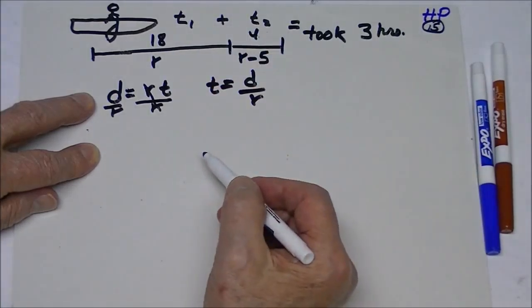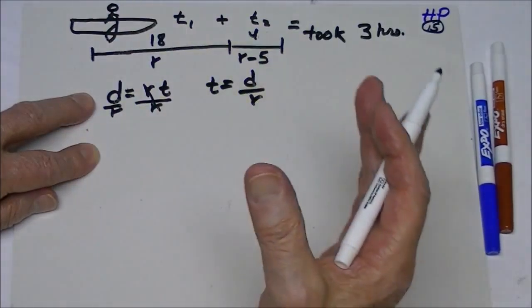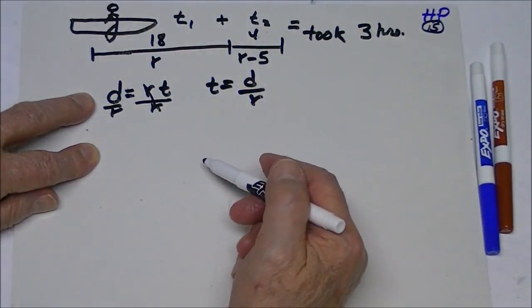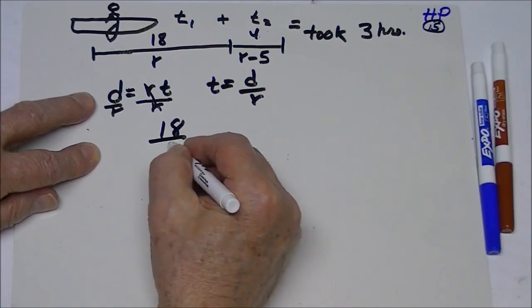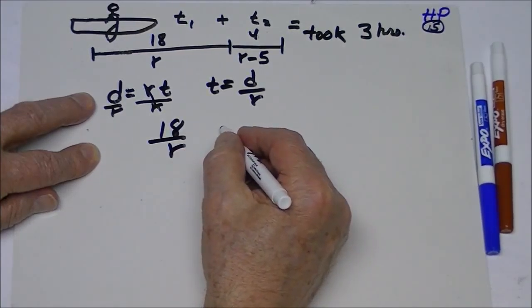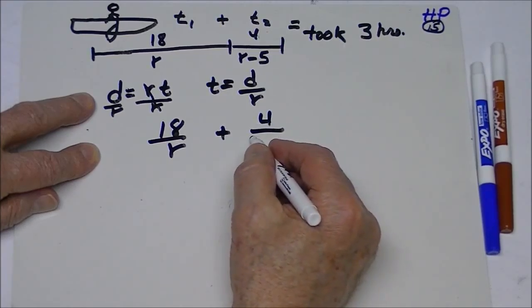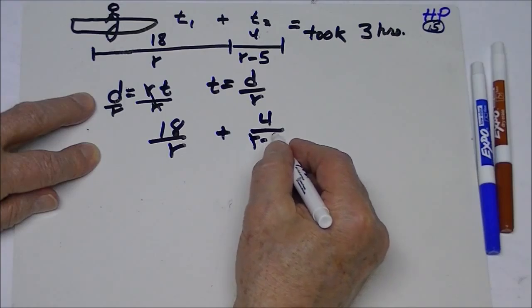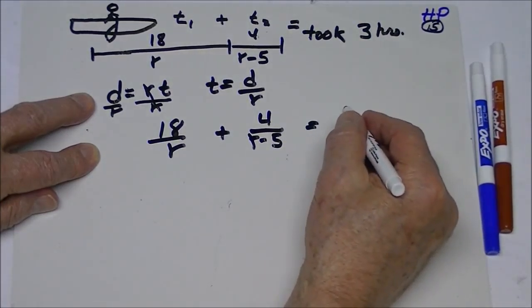So what is our equation then? And again, you're looking at a recipe. If you get something similar, it's done in a similar way. It's going to be 18 over r plus 4 over r minus 5 equals 3.